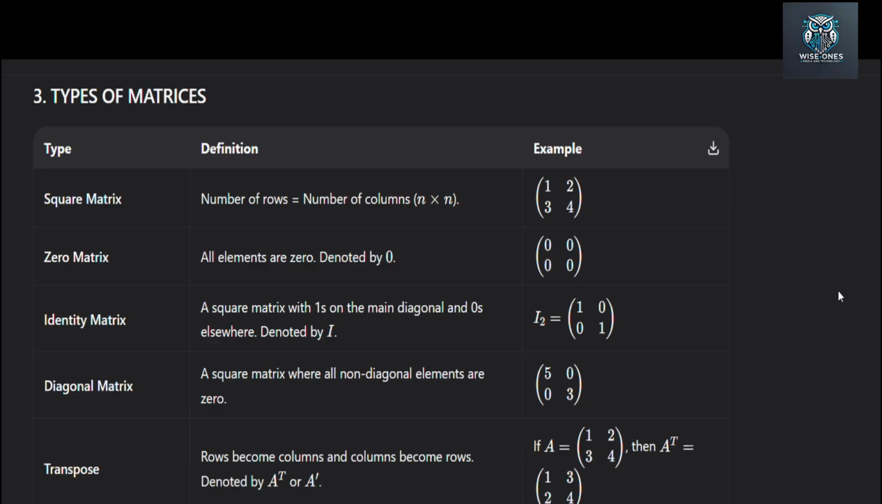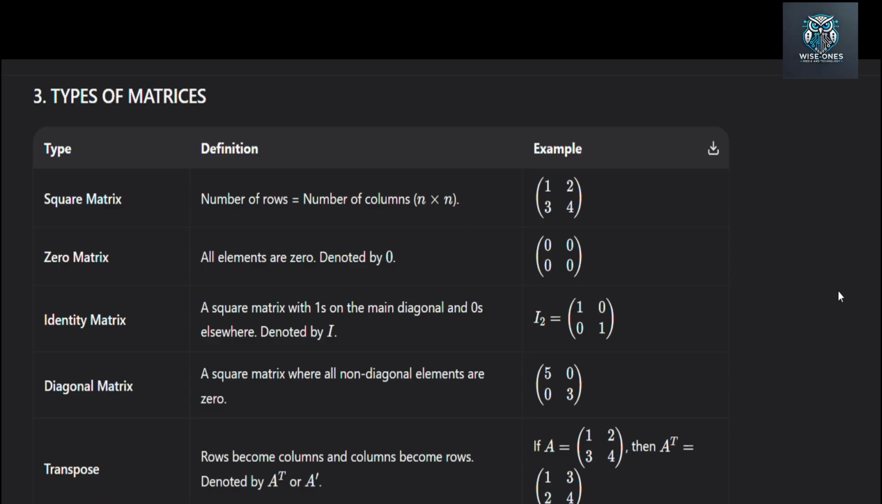It is denoted by capital I. Think of it like the number 1 in normal arithmetic. When you multiply by it, nothing changes. Fourth is the diagonal matrix. This is a square matrix where all non-diagonal elements are 0. Only the diagonal from top left to bottom right has numbers.